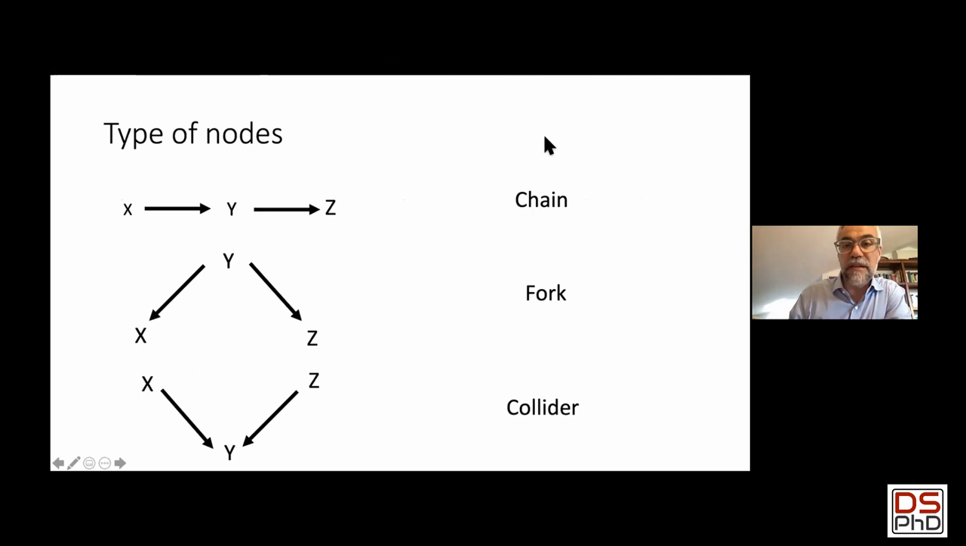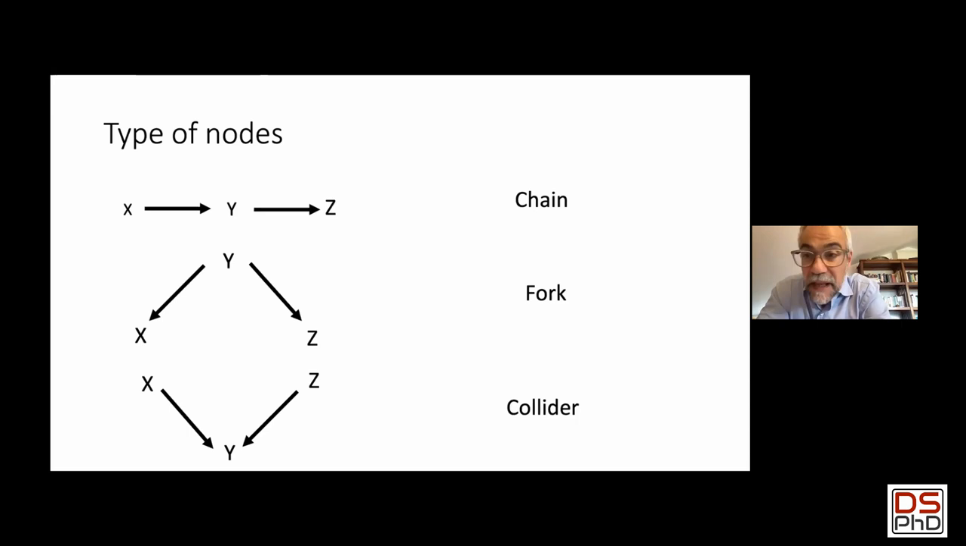In this slide, we can see three different kinds of nodes. A node can represent a chain. X goes to epsilon, which goes to Z. This is called a chain. It's like the Markov chain: the value of X determines the value of epsilon, which determines the value of Z. A thing to remember when dealing with a chain is that if I know epsilon, and epsilon is the only way for X to pass information to Z, then if I know epsilon, I know Z without any need to know something about X.